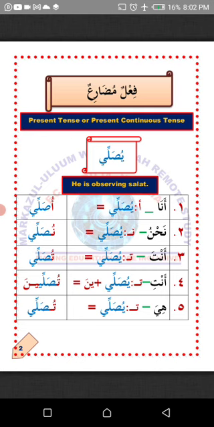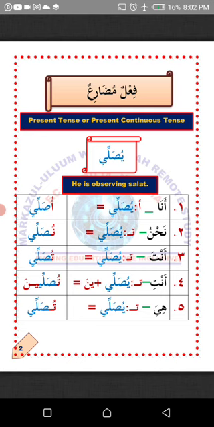Ithnan, number two. Nahanu, we. So how do we change the verb yusalli to suit nahanu? All you need to do is to detach ya'un and attach nunun. So the verb yusalli will now become nusalli, which means we are observing salah.